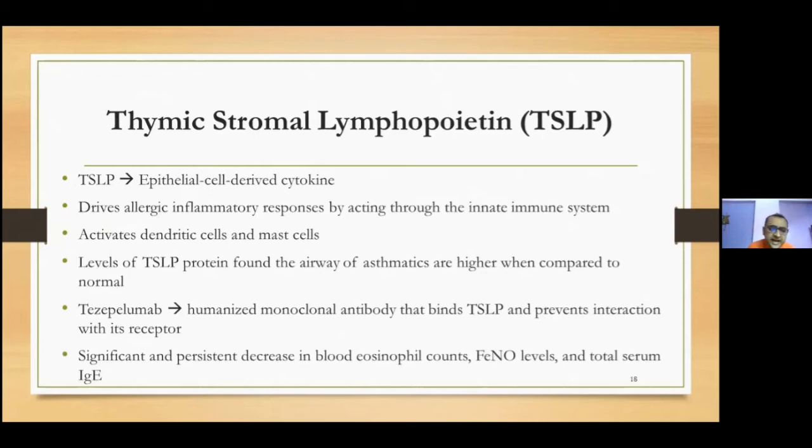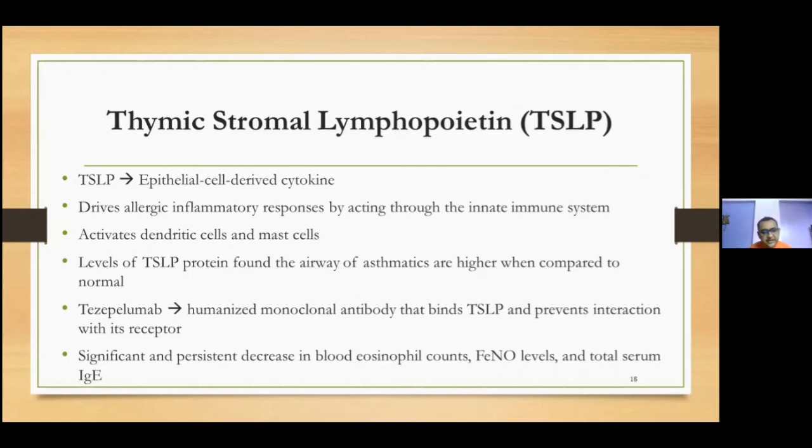It drives the allergic inflammatory responses by acting through the innate immune system. It activates dendritic cells and mast cells. The level of this thymic stromal lymphopoietin protein found in the airway of asthmatics is higher when compared to normal. And the monoclonal antibody that binds to this particular protein and prevents the interaction with its receptor is tezepelumab. So tezepelumab can antagonize the expression of TSLP.